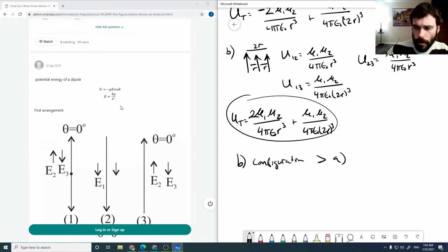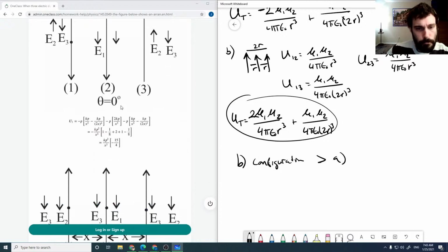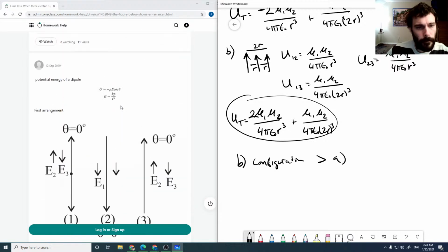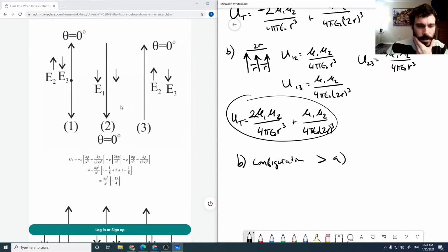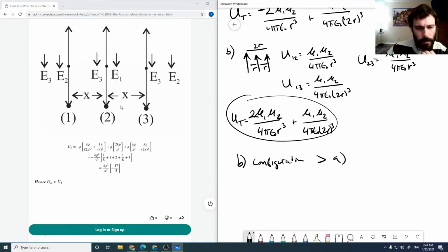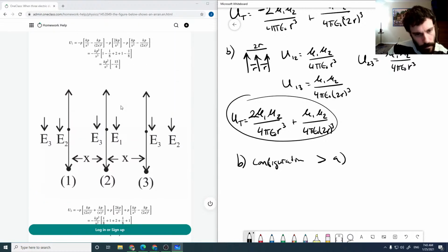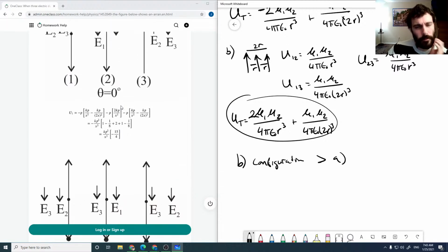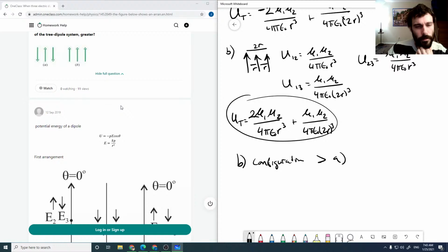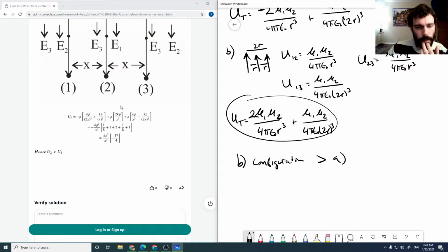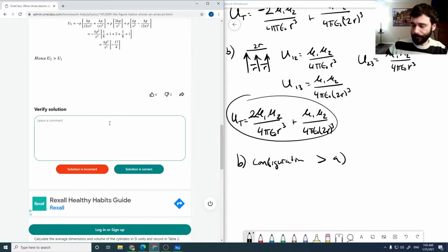So looking at our solution here, PE cos theta. Okay, so they computed it from the electric fields in each case, but that's okay. In the end, we get that the second configuration is greater. So that looks good.